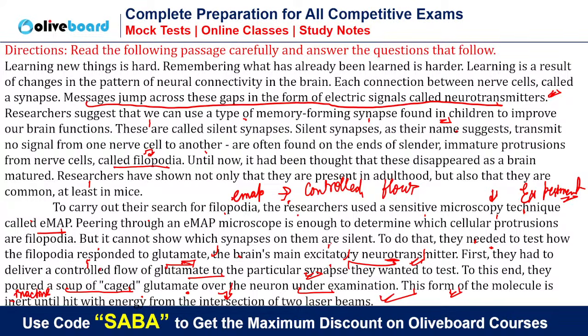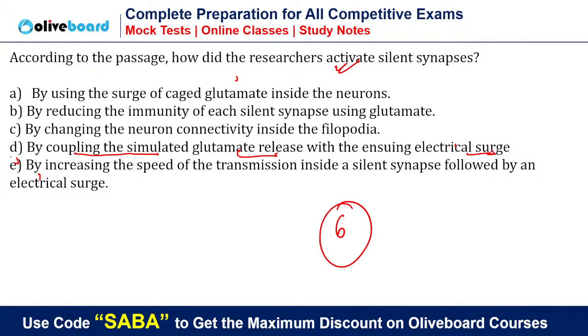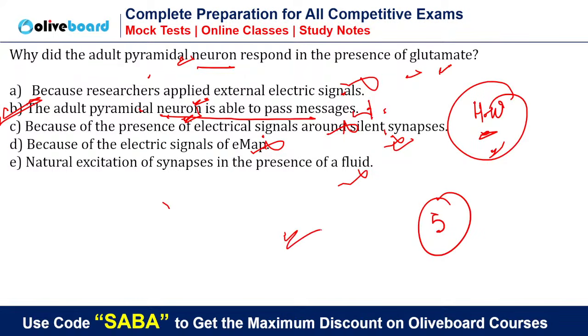See, but it cannot show which synapses are silent. To show which synapses are silent, they needed to test how the filopodia responded to glutamate. First, they had to deliver a controlled flow of glutamate, and then they poured a soup of caged glutamate. So, all these are given here. So here you can directly say that the answer is going to be D, that they coupled simulated glutamate release with the ensuing electrical surge. So the answer will be electrical surge, but not of this. I hope it is clear. And from this question, the previous answer is also clear to everybody. So there is no doubt in this question, it is going to be B only. No other option can fit here.